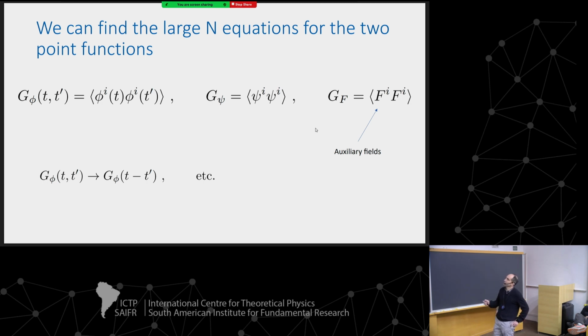Now, in order to analyze this model, it's convenient to think about the two-point functions of the basic fields. The basic fields are the bosons and the fermions, and it's also convenient to introduce a two-point function of the auxiliary fields. So that's all the members of the supermultiplet. In general, these are functions of two times, and one can write down some equations for these functions. There are Schwinger-Dyson equations for these functions that close, and I'll put them on the next slide, and they can be used to determine completely these correlators. In particular, we'll consider time-translation invariant solutions, which are functions of just one variable.